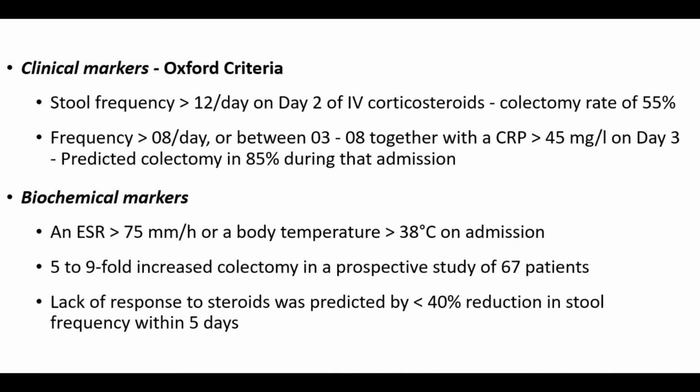There are few clinical markers which predict colectomy in patients of severe ulcerative colitis. One is Oxford criteria. If after 2 days of IV corticosteroids, stool frequency is more than 12 per day, 55% of patients will require colectomy. If frequency is more than 8 per day, between 3rd to 8th day of IV corticosteroid with CRP more than 45 on day 3, the predicted colectomy rate is 85% during that admission.